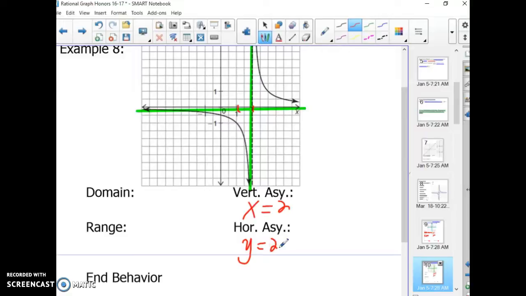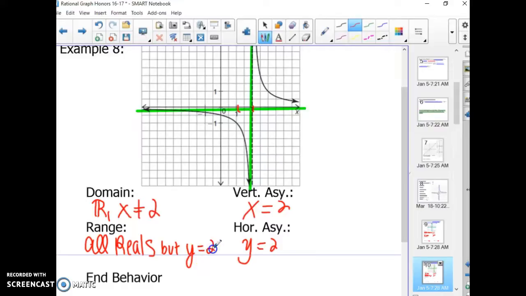Okay, so let's state the domain. It can be all real numbers except it can't equal that. So I'm going to do all reals, x cannot equal 2. My range, I can write it like this. All reals, but y equal 2. It should be except y equal 2, but I could do a but, so except.